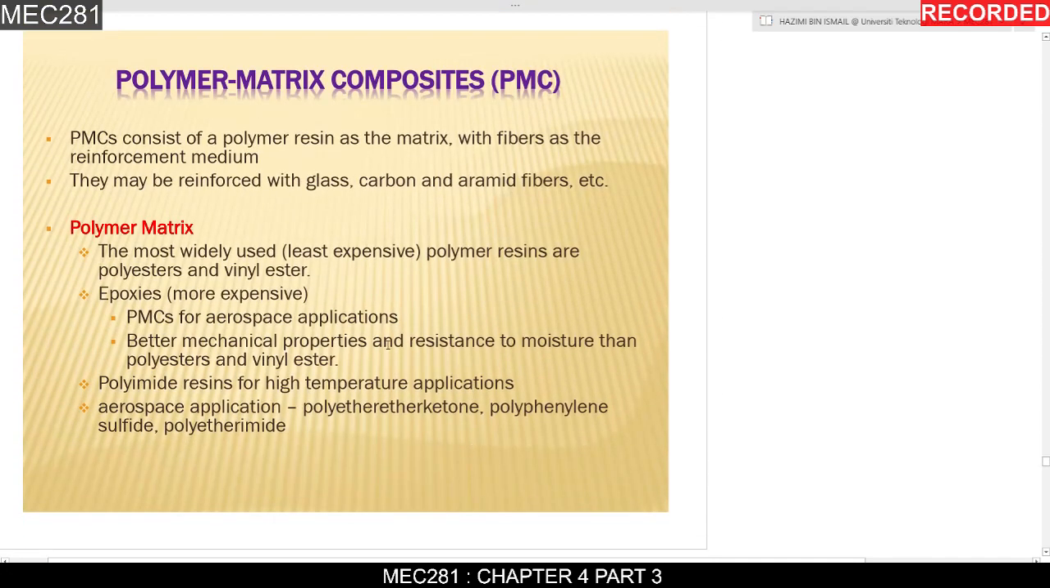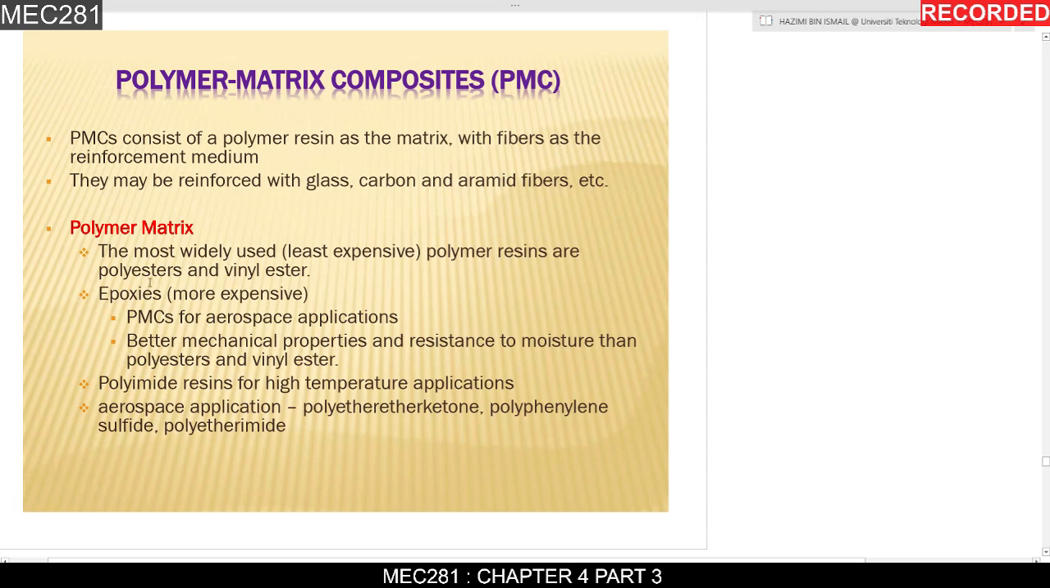Okay, so let's learn about the polymer matrix composite, PMC. PMC consists of a polymer resin as the matrix with fibers as the reinforcement medium. So the matrix that is being used in PMC for sure is the polymer, and then for the fiber, it uses another medium that should be from the reinforcement medium. It should come from glass, carbon, and aramid fibers, and so on.